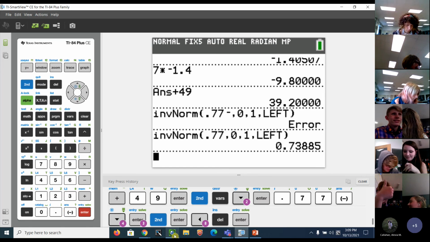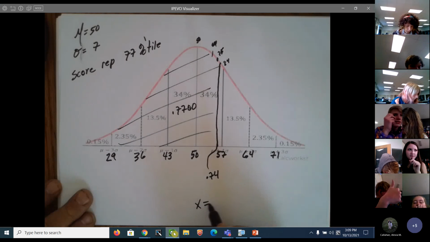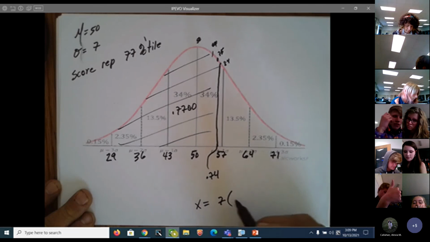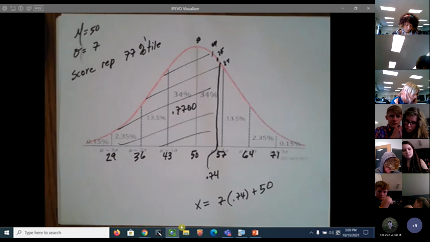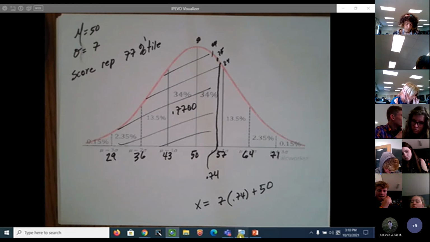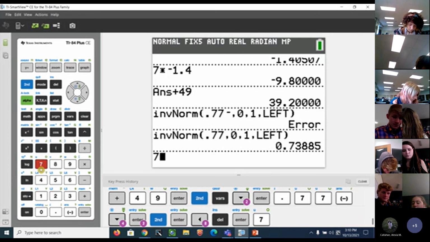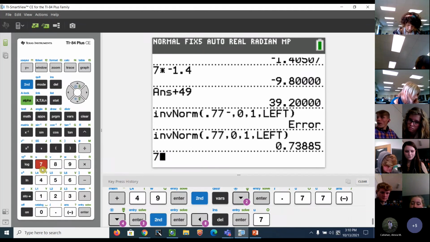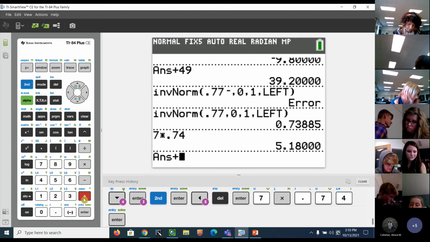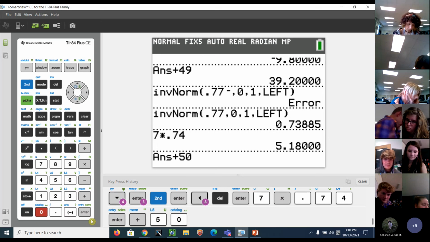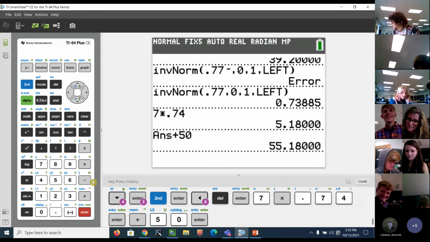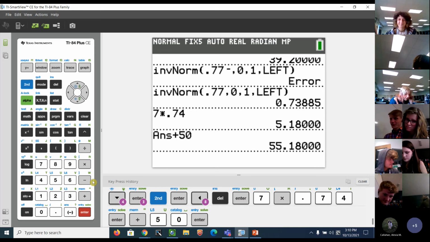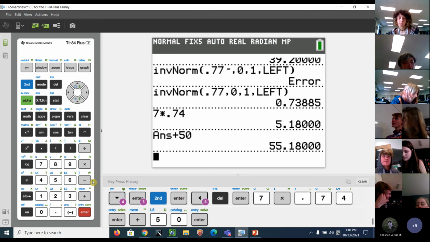So Oz plus mu, x is equal to 7 times 0.74 plus 50. And take our handy dandy calculator, and that's going to be 7 times 0.74 plus 50. Sounds like Mr. Miyagi taught you right. X is equal to 55 point what? 18. Good job.